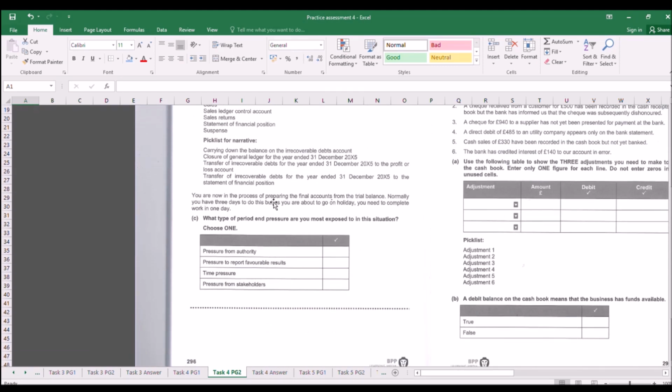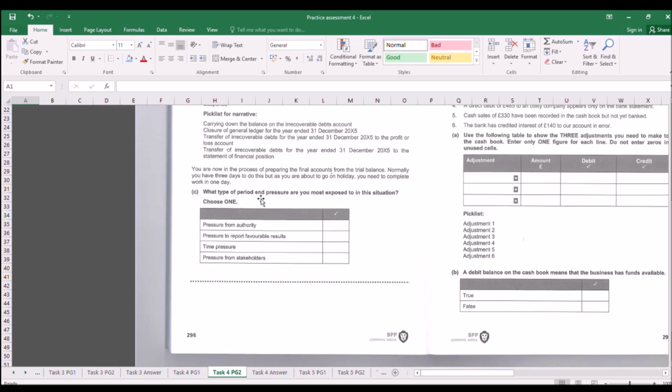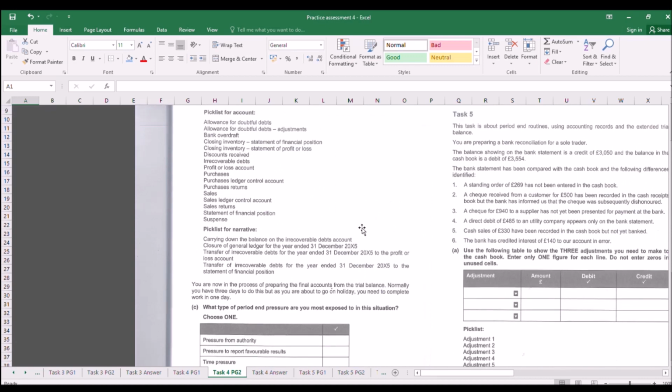They're now in the process of preparing final accounts and trial balance. Normally you have 3 days to do this. Okay, about to go on holiday. You need to complete this work in 1 day. Oh my God, this is going to be a right. Okay. What type of pressure are you most exposed to in this here? Time pressure, really, isn't it? What is the threat? It's the threat to your competence, isn't it?